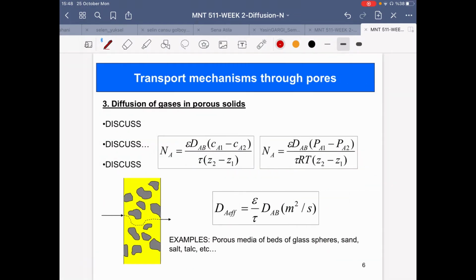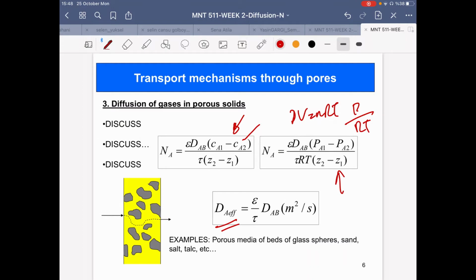So diffusion of gases in porous solids can also be considered by thinking of this equation here. By considering PV and RT, you can write the number of moles in terms of P over RT, and you will come up with this formula here.